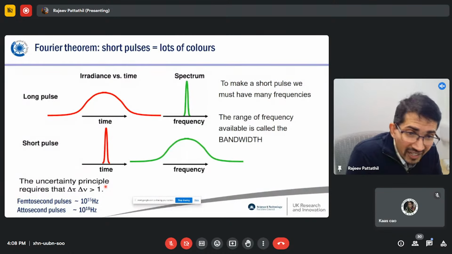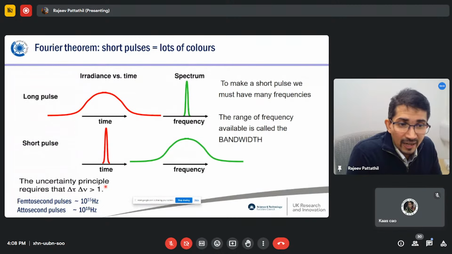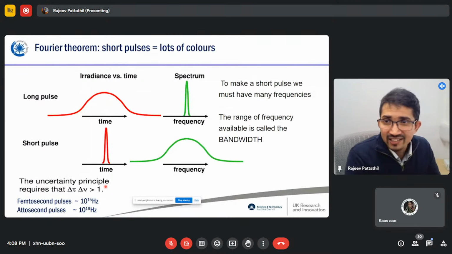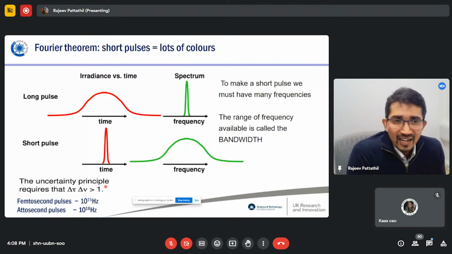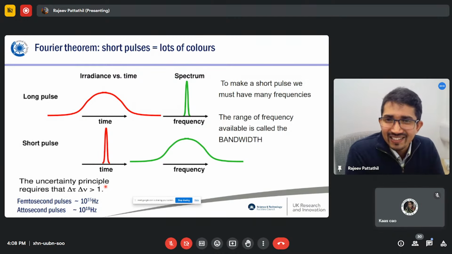To get really short pulses, for example femtosecond pulses, femtosecond is 10 to the minus 15th of a second, so a million billionth of a second, you need a lot of bandwidth. And to get attosecond pulses, which is 1,000 times shorter, you need even higher bandwidth. So this essentially is the challenge that we're going to deal with: how to get this kind of bandwidth and how to add them up. This essentially is the rest of the talk.